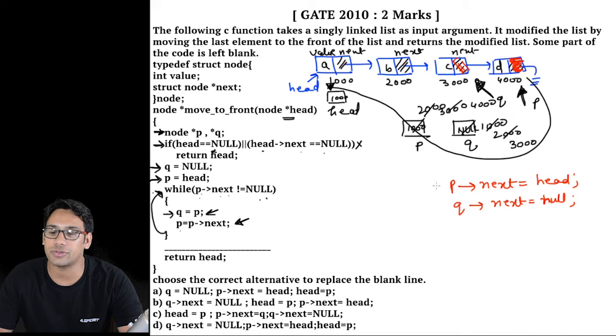Okay, now these two operations can be interchanged. That means you can perform this operation first or you can perform this operation first. There is no priority here because both these operations are independent.